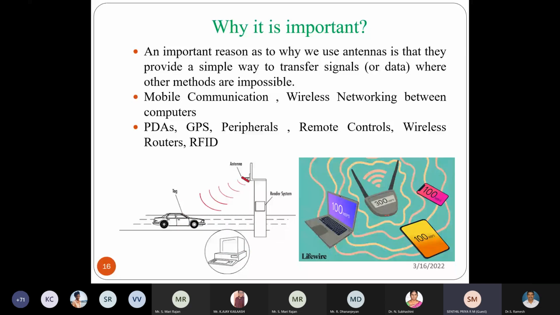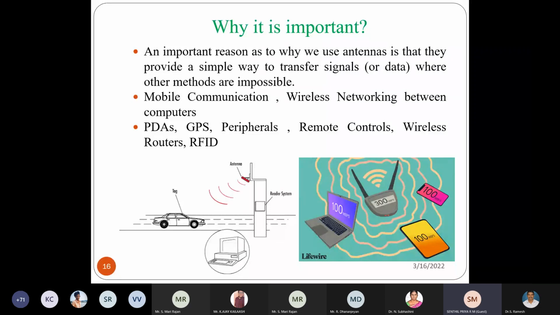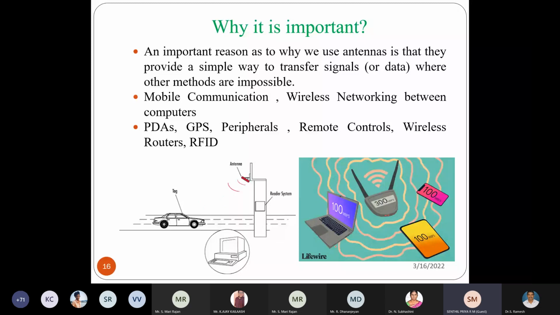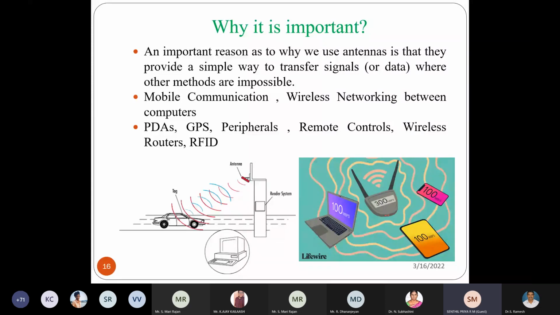There we keep an antenna at the tolls. Again, you have the RFID tag. It is scanned and recorded in the database, and automatically the lock is released and we move on. It is done in a fraction of a second without any delay. Here also the antenna is the main factor, transmitting signals as well as receiving data, and whatever the data is, it is recorded in the database.